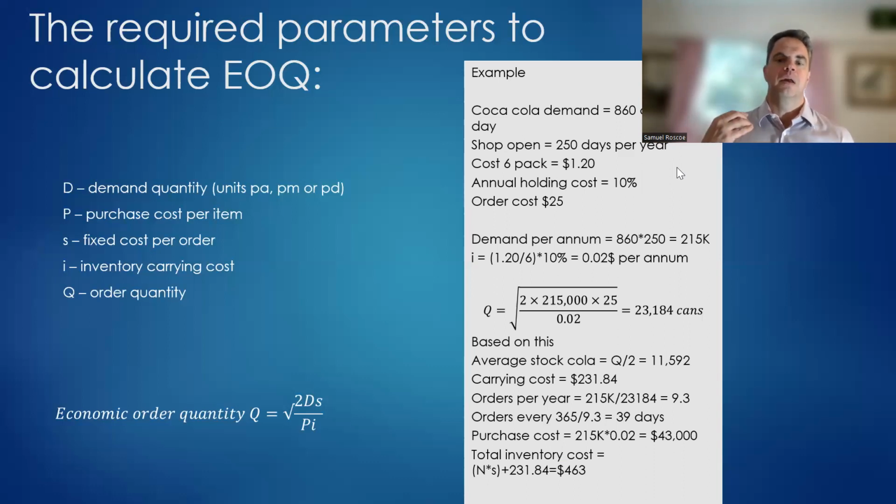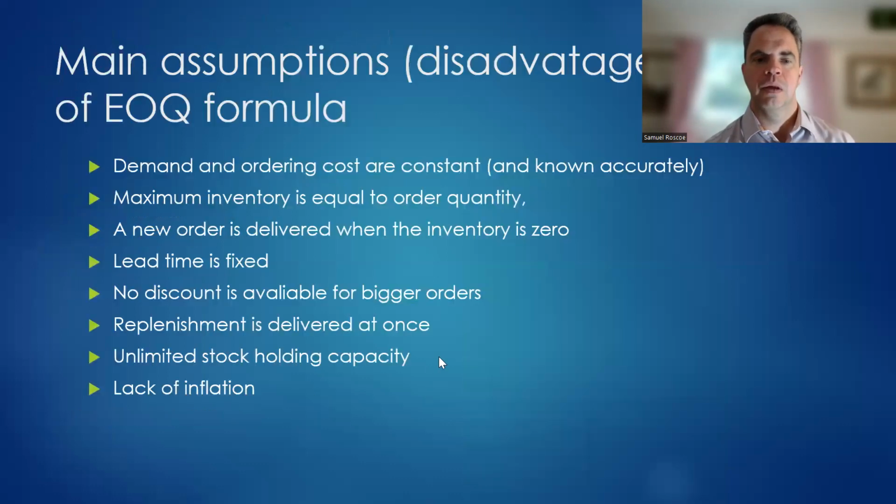cans. Now, if I know that I need to order 23,000 cans and I know my demand is around 215,000 cans a year, that basically means I need to order around 9.5 times per year, around 10 times per year, roughly that amount, okay? And that will account for all of the trade-offs within my EOQ formula.